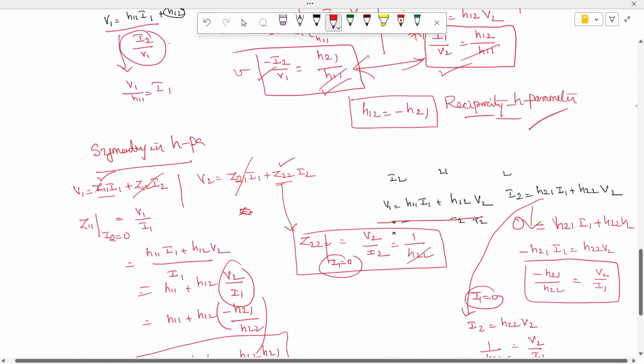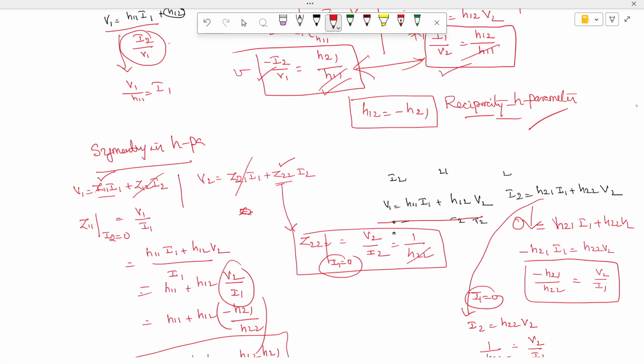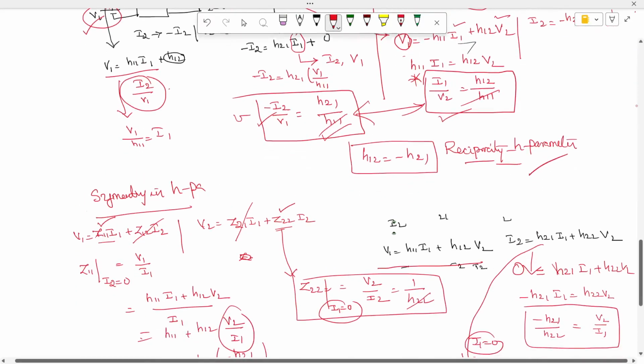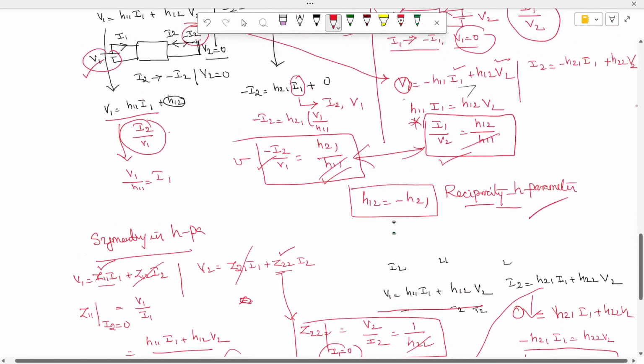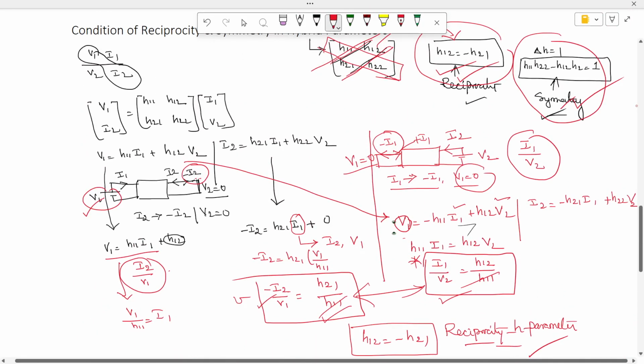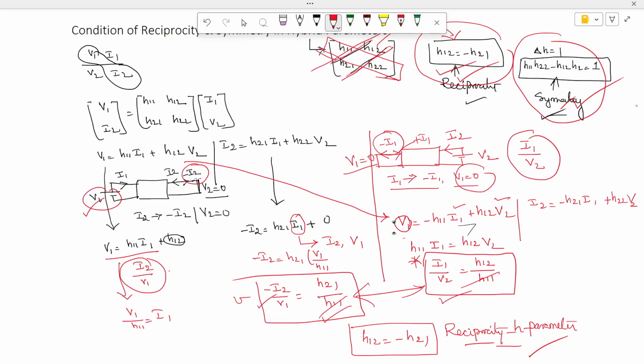This is the procedure. Just by watching this video, you don't get sufficient knowledge. You should see the procedure. Close your book, write down the derivation, put the heading of symmetry and reciprocity, and try to do the method I employed here. If you have any doubt, you can take a printout and verify it. This is how to verify the conditions for reciprocity and symmetry. The condition for reciprocity is H12 is equal to minus H21, and for symmetry, the diagonal condition is H11 H22 minus H12 H21 equal to 1.